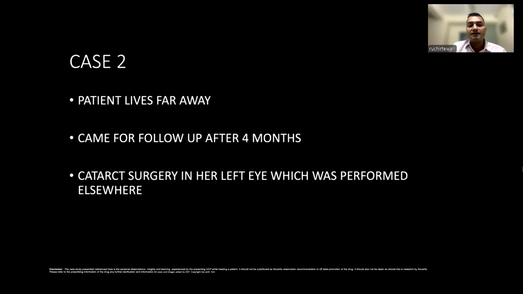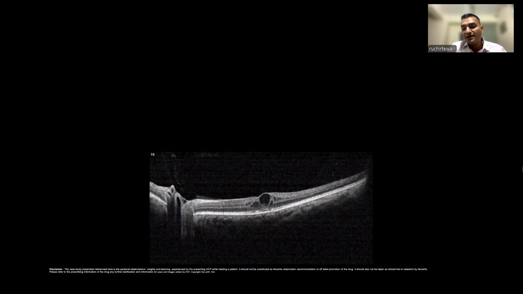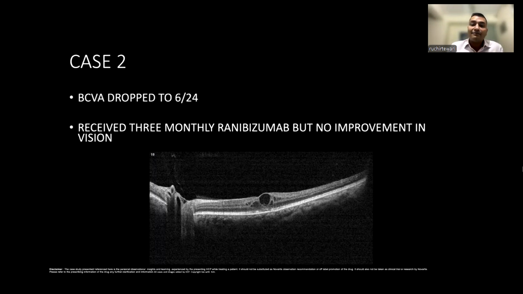In the meantime, she had a cataract surgery in her left eye, which was performed elsewhere. So this is when the patient came back to me after 4 months. Her vision had dropped down to 6/24. She had received 3 monthly ranibizumab, but there was no improvement in her vision.